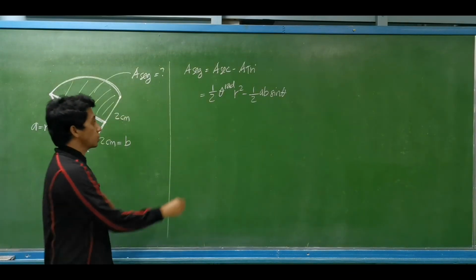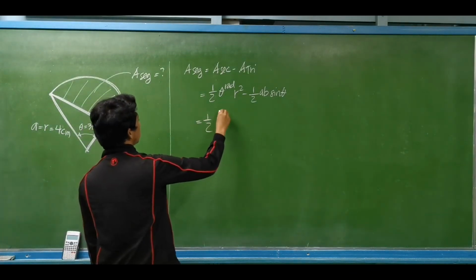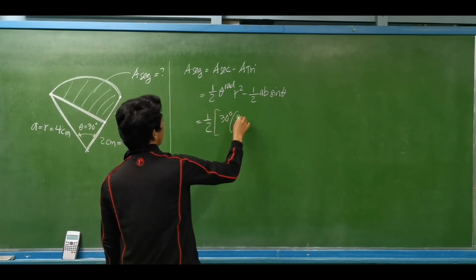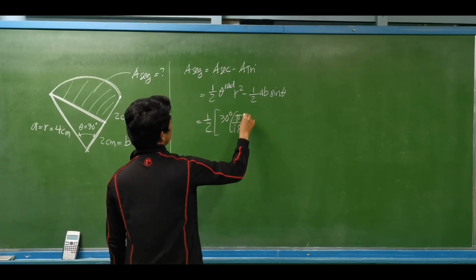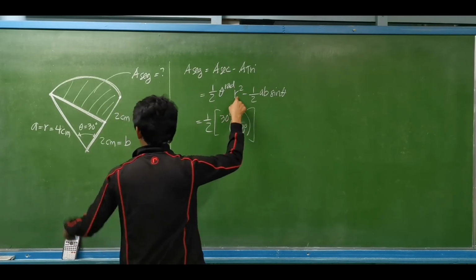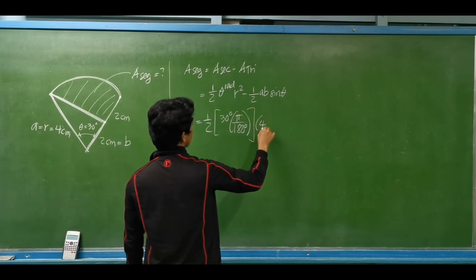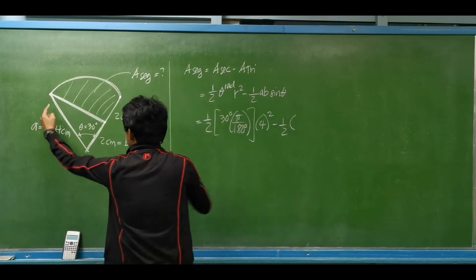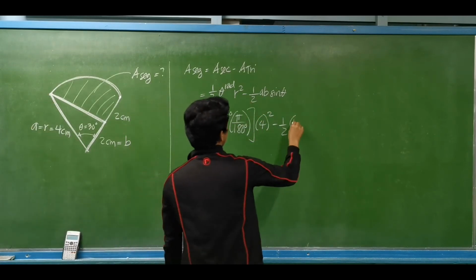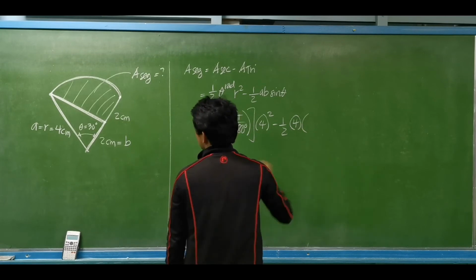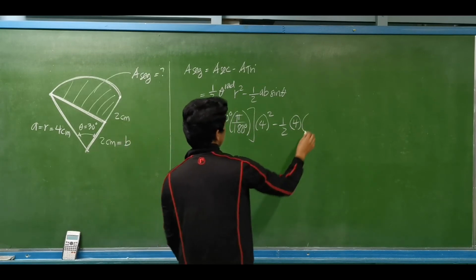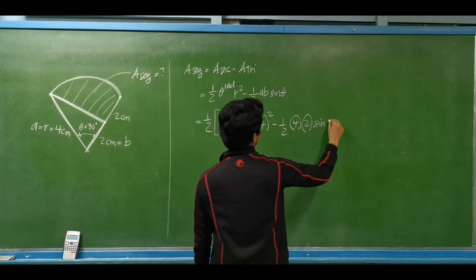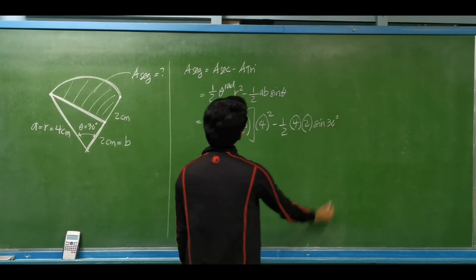So we have to substitute. This is equal to 1/2. What is our central angle? That is 30 degrees multiplied by pi divided by 180 degrees, multiplied by the radius squared. The radius is 4 squared minus 1/2. What is the value of our A? One side of the triangle, that is the radius, 4 centimeters. The other side of the triangle is 2 centimeters, and the included angle is the same as 30 degrees. So we have the sine of 30 degrees.